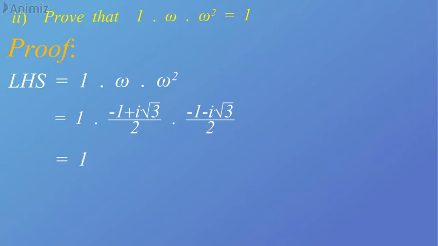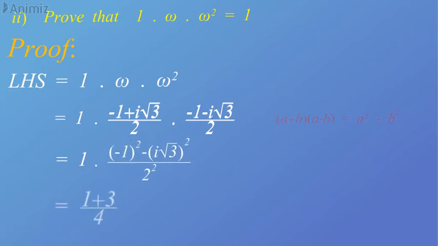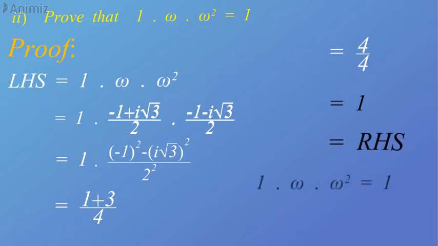But these two values of omega and omega square are the complex conjugate of each other. They can be multiplied or can be directly solved using this formula. Now by simple arithmetic rule we get its result, which is 1. We had taken the left hand side and the result 1 shows that it is equal to the right hand side. Hence we proved that the product of cube roots of unity is 1.